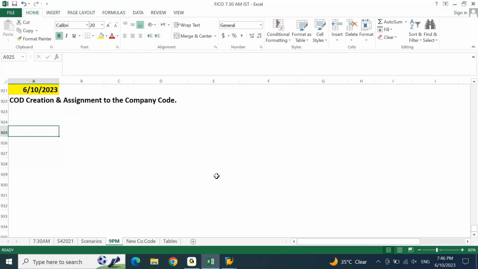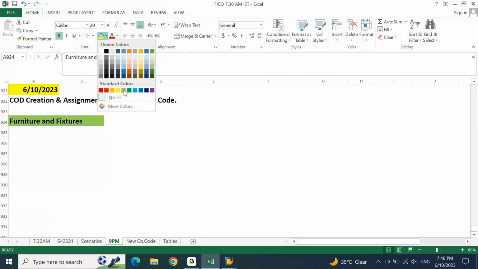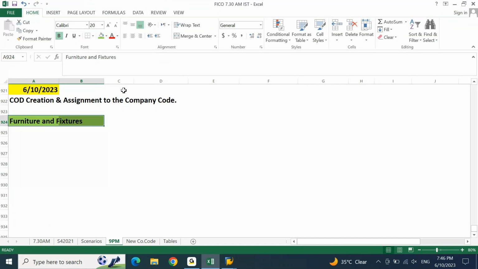So what we will do, we'll take something like furniture and fixtures. When you talk about furniture and fixtures, any idea what this furniture and fixtures is? Is this an individual asset or nature of asset? It's an asset class, sir. The nature of asset. Right? This is called the nature of asset.